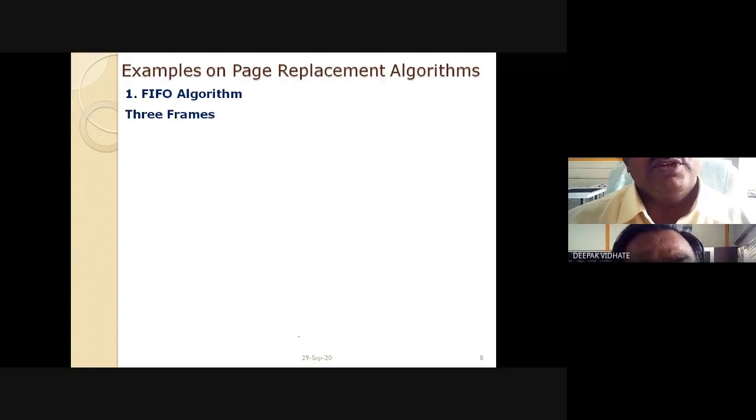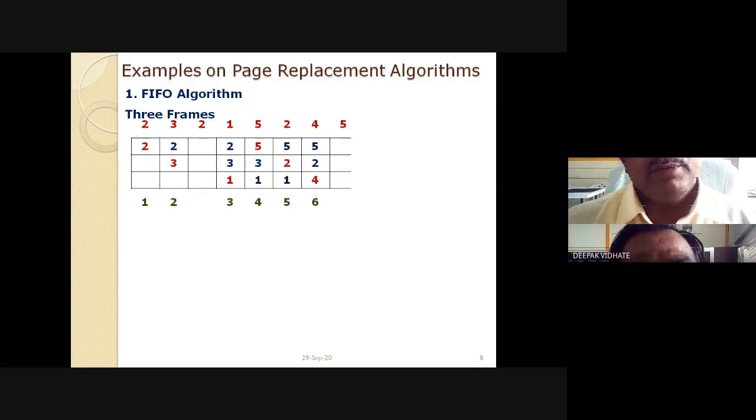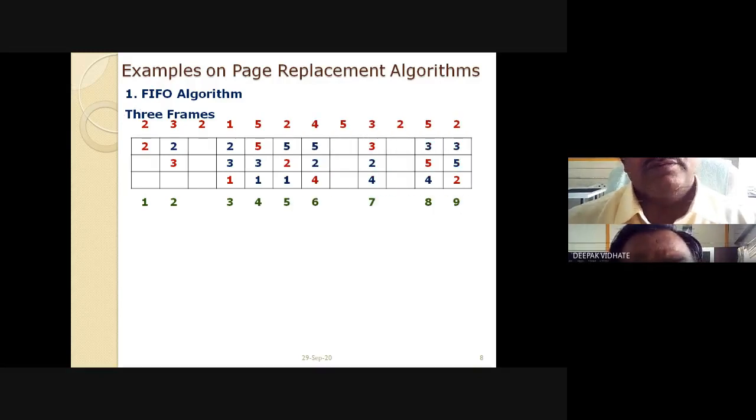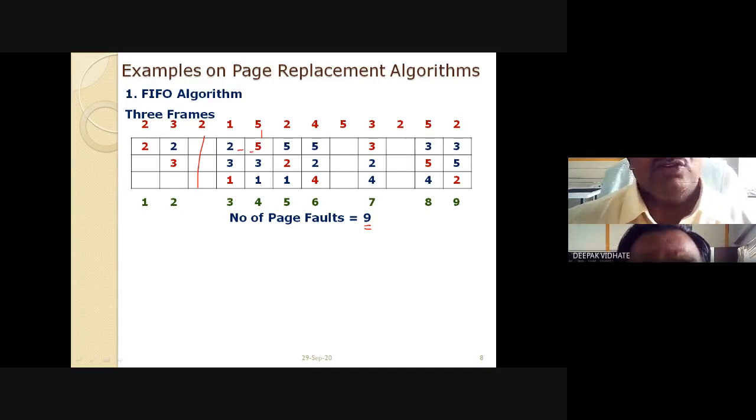FIFO algorithm, first take the 3 frames. With the help of 3 frames, how many page faults will be there? I'll get here 9 page faults. So same policy, the 3 frames are there. So 2, 3, there is no page fault for 2. Then 1 page, bring that 1, now 5 page fault occurs and replace the page number 2 by 5, and the process continues for FIFO, right? By using 3 frames for FIFO algorithm, I get here 9 page faults.